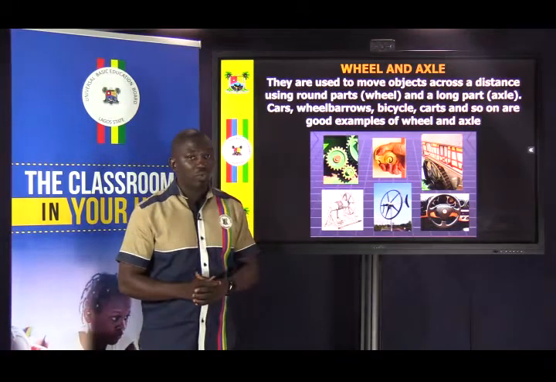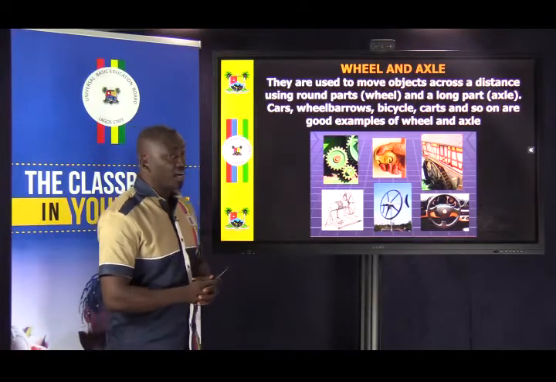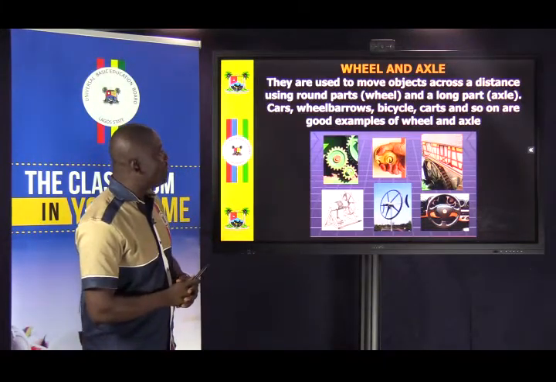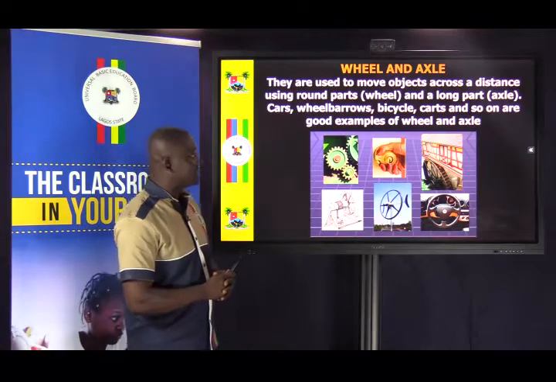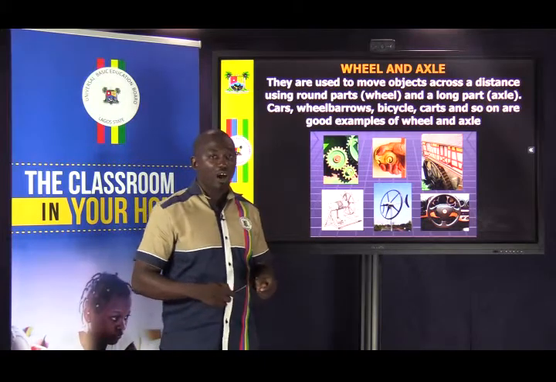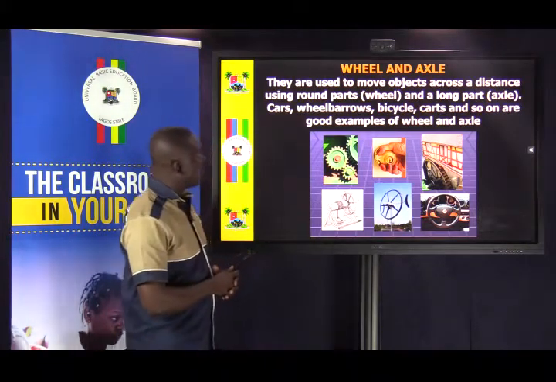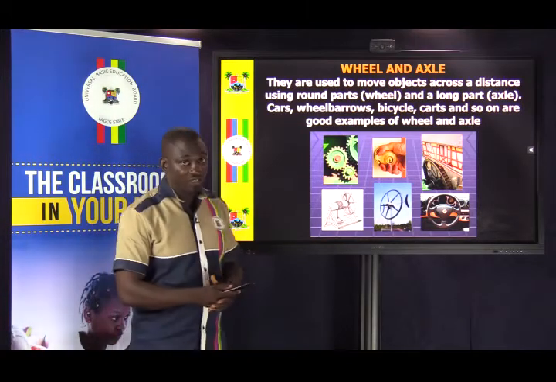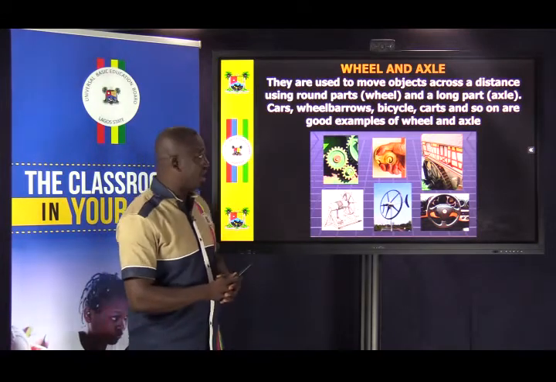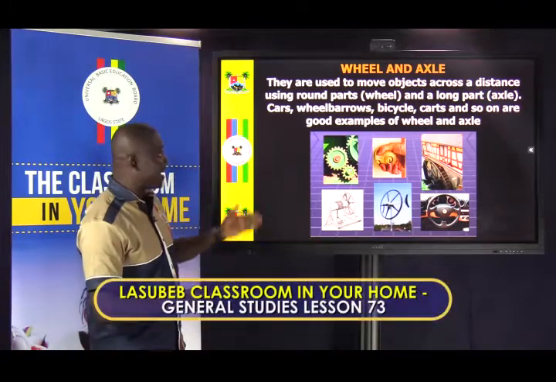All right, on to the last one of the 6 different simple machines, wheel and axle. Okay, what are wheels and axles? They are used to move objects across a distance. Okay, we use wheel and axle to move objects across what? A distance. Okay, and wheel and axles have round parts, which is the wheel, and a long part, which is the axle.